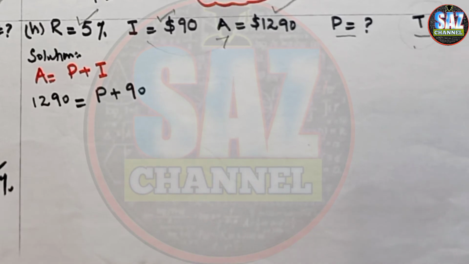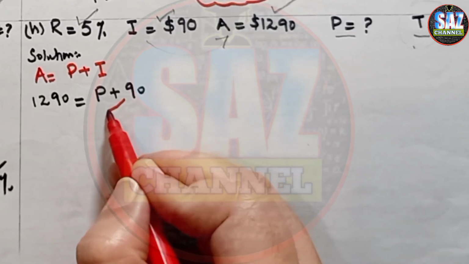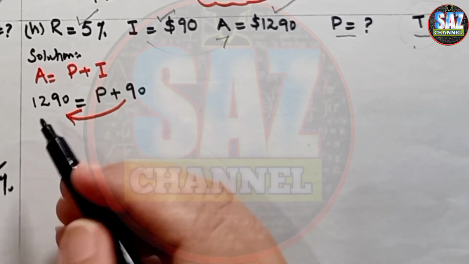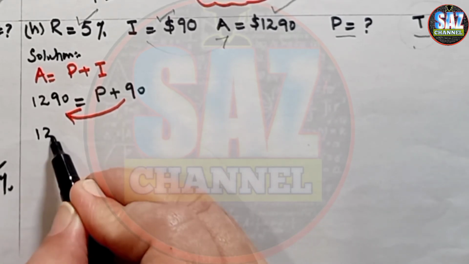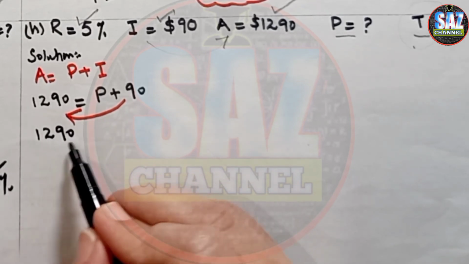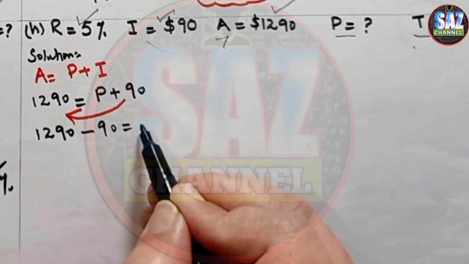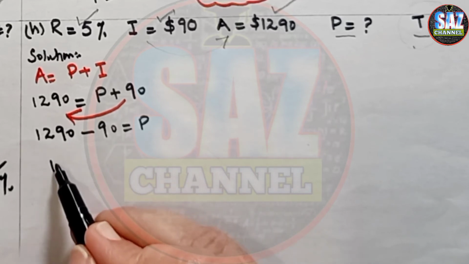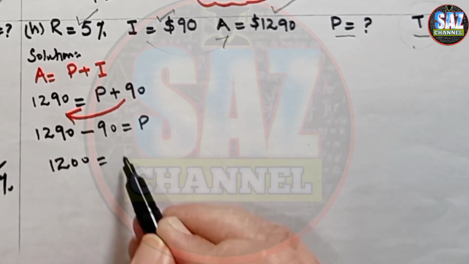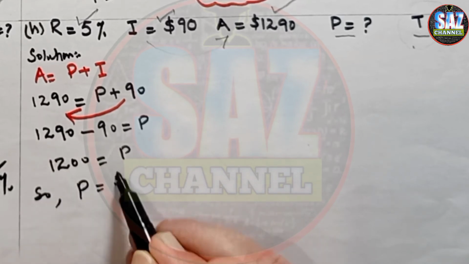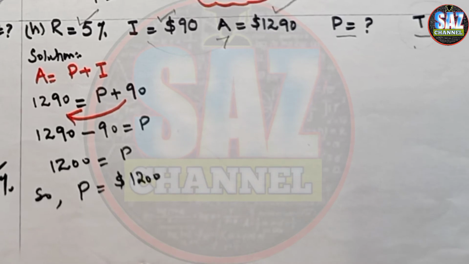Now in order to get the value of principal, we have to shift 90 to the other side. Learn to make your calculation easy and faster, and you should have command of solving basic simple linear equations. 1,290 minus 90 equals principal. 9 minus 9 is 0, so it gives 1,200. So the principal amount for this question is $1,200. I hope you are clear about the calculation of the principal amount.